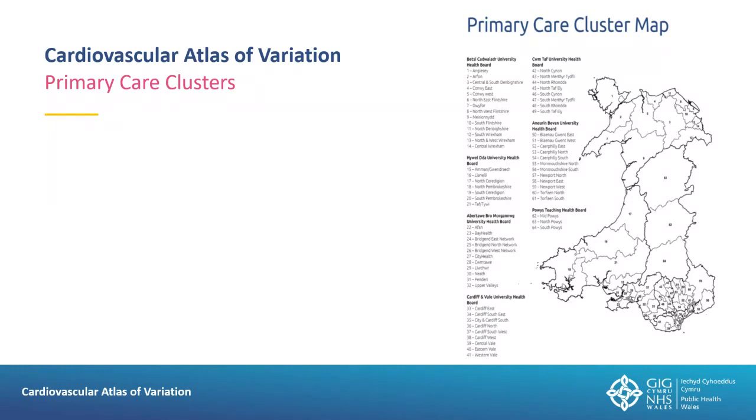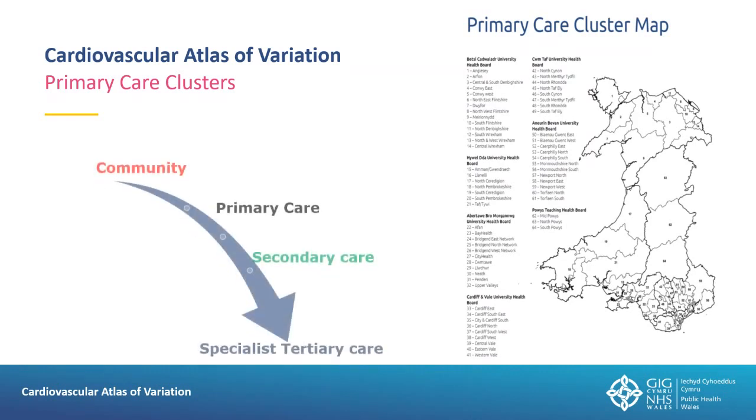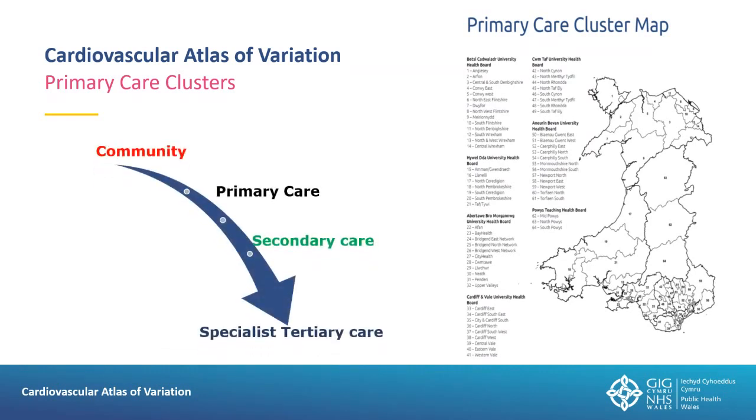So we have 64 clusters in Wales, and this map shows the clusters. And the idea of mapping everything as primary care clusters for our atlas was that we could take everything back to primary care, because that in essence is where all the patients start their journey if they travel forward into secondary or tertiary care. So one click shows the journey. So that was the idea behind the structure.